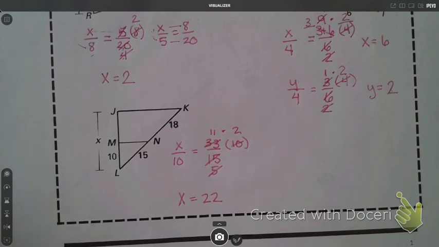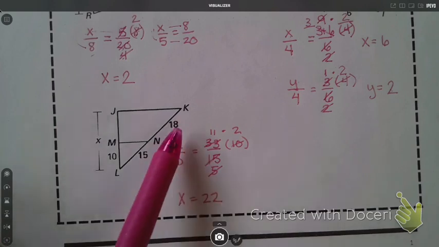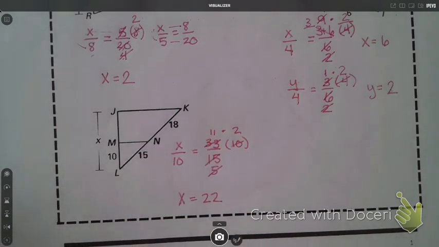So I did reduce. I got 33 from 15 and 18. I added right, didn't I? Oh, 33, yeah. Okay. All right. Questions?